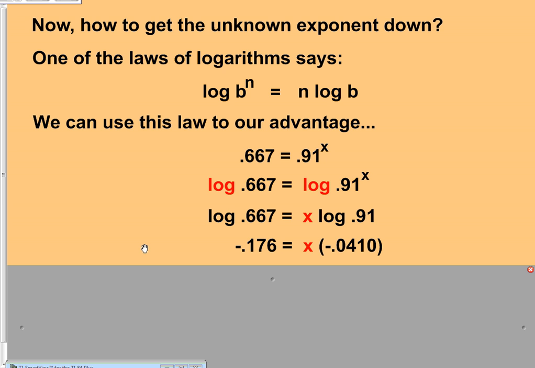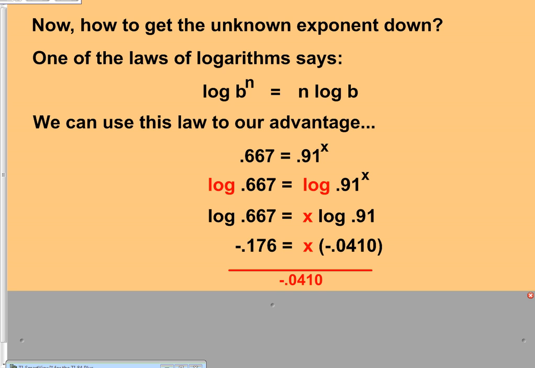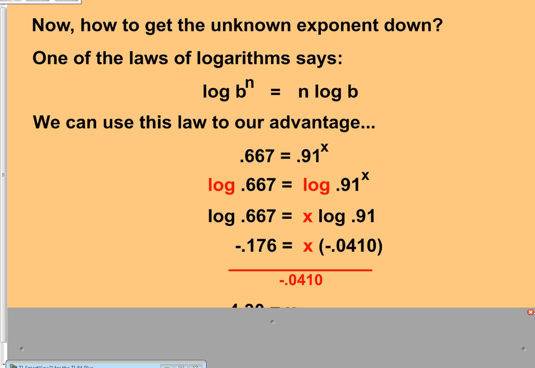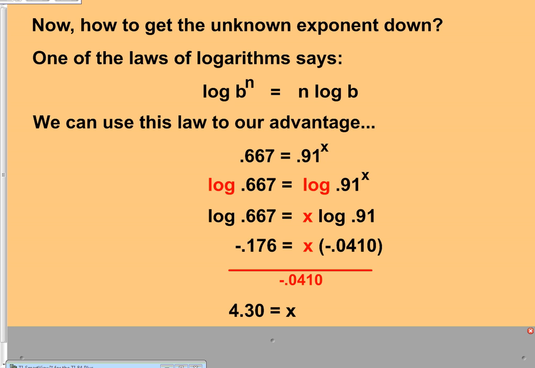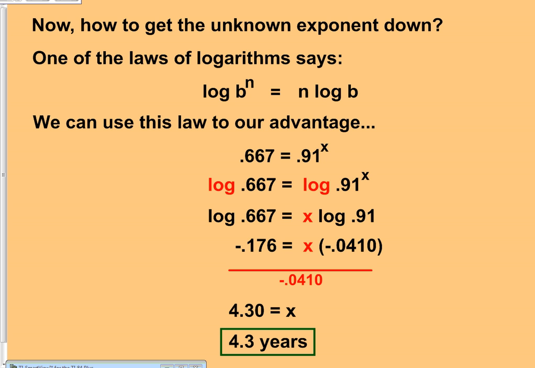But look at what you have now. A very simple problem. We have a number that is multiplying our variable, and all we have to do is undo that multiplication. Divide both sides by the negative of 0.0410, and we end up with an answer of 4.3. So there you go. x is 4.3. x was time, so we're looking at 4.3 years.